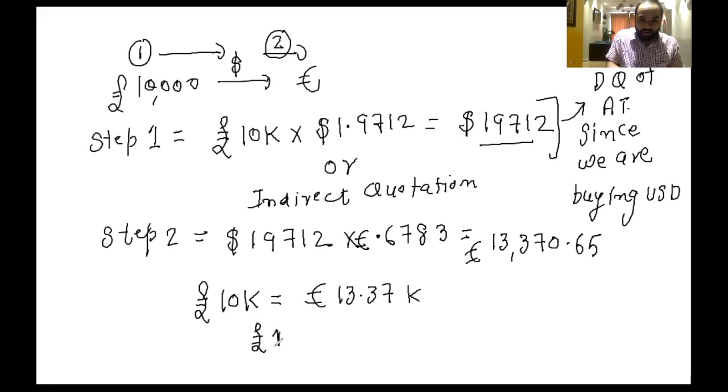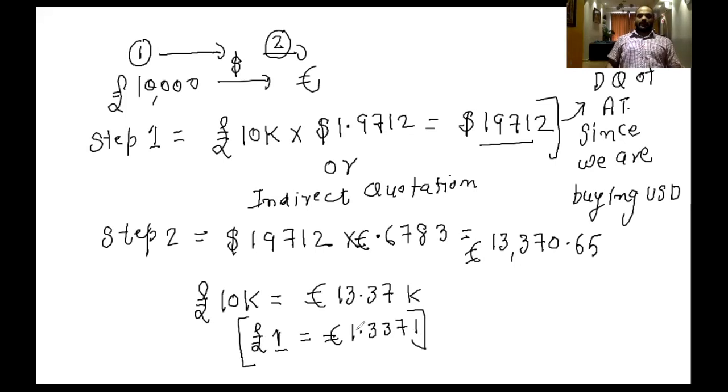£1 equals 1.3371 euro. All right. How will you write down this one? Can you tell me how you write this down? £1 equals 1.3371. How are you going to write it down?